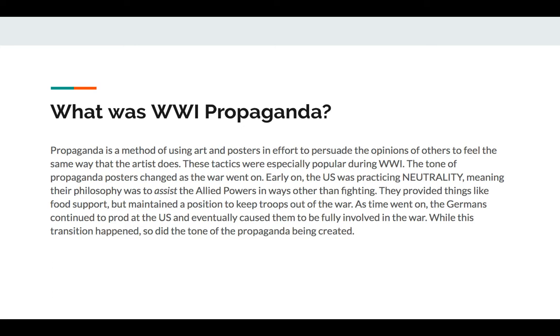We kind of got into this a little bit in our first the Great War slideshow. Propaganda is just a method of using art and posters in effort to persuade the opinions of others to feel the same way that the artist does. So basically what happens is the creator of the propaganda poster will decide what's the message they want to portray and how do they want to portray it. And then the purpose of this is to put it out there to the public and try to grab the emotions of whoever is viewing it.